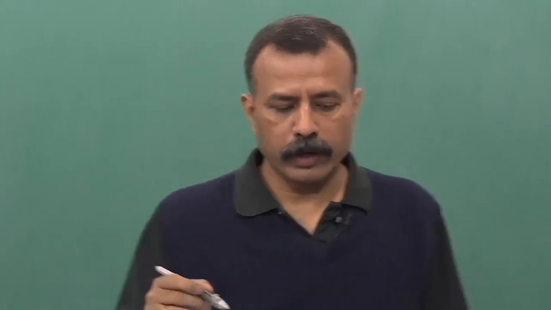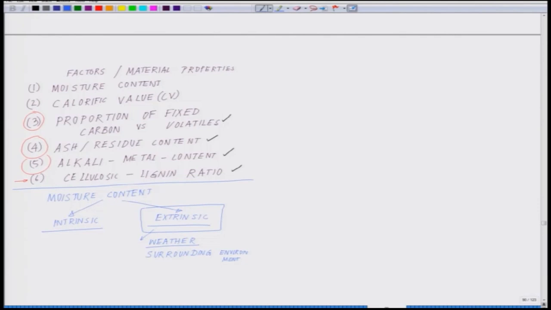So, again, let us look at the slide at what are the points we have covered in terms of the material properties. We have talked about the moisture content, the calorific value, the proportion of fixed carbons and the volatiles, and this is where we talked about the Van Krevelen diagram and everything. Now, today we will talk about this ash and residue content, followed by the alkali metal content. Okay. So, this is what we are going to do today.